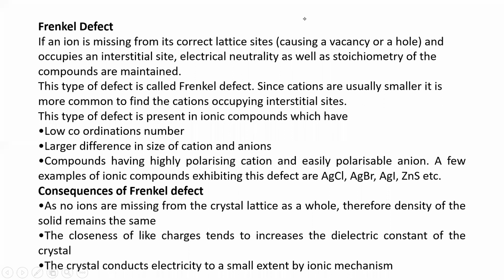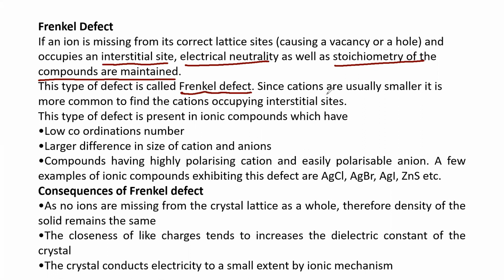If an ion is missing from its lattice site, causing a vacancy or a hole, and occupies an interstitial site, electrical neutrality as well as stoichiometry of these compounds are maintained. So this type of defect is called Frenkel defect. This is also just like dislocation. Dislocation means the ions will not be in their place, just like bones dislocated in our body. That's why it is called dislocation defect and also Frenkel defect.